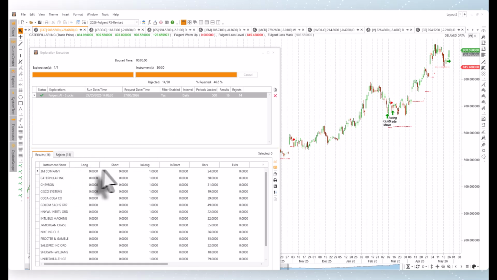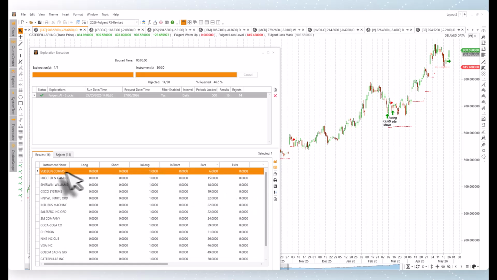We've got a long column here, so if there's a 1 in this column, it tells you the AI is in a long position there. And you can see these are all the stocks that there are long positions in. You can see how many days into the trade, how many bars, 6 days. Procter & Gamble, another 15 days there. Caterpillar's been in a trade for 50 days.